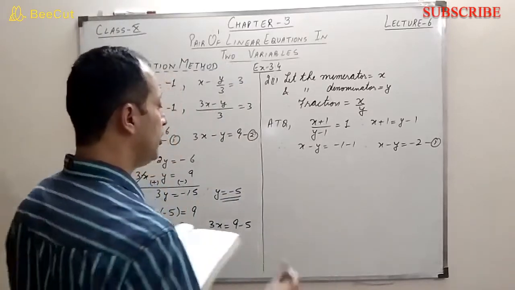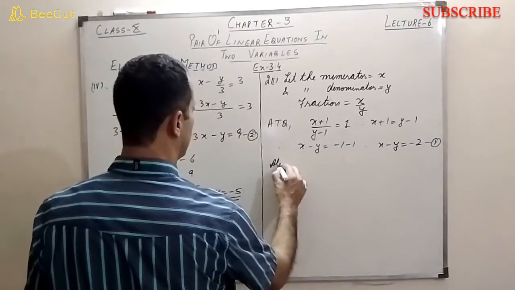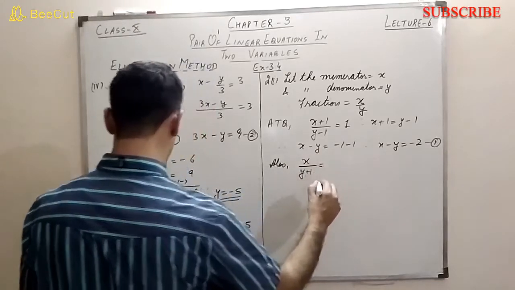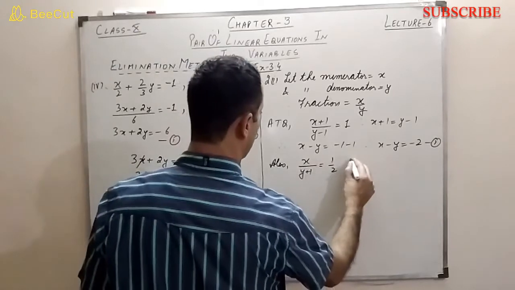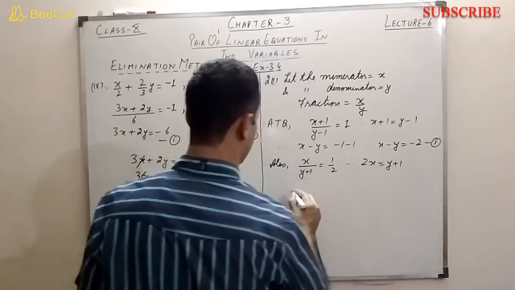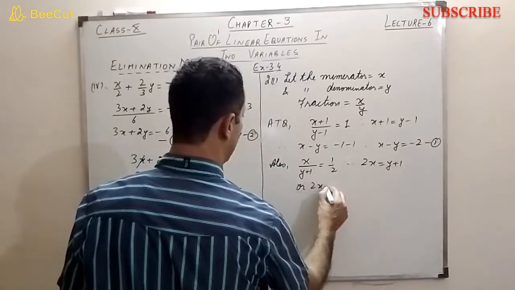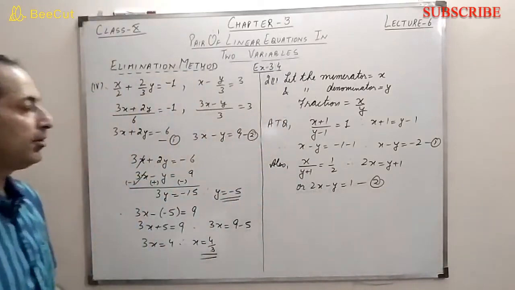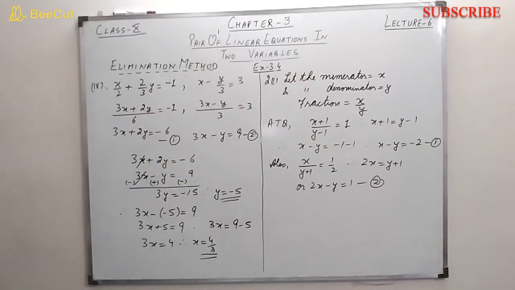If we add only 1 to the denominator, so also x upon y plus 1 is equal to 1 by 2. Therefore 2x equals y plus 1, or 2x minus y is equal to 1. So this is our second equation. Now you can simplify the two equations using the method of substitution, find the value of x and y, and then substitute the values in the fraction, and you can find the solution.